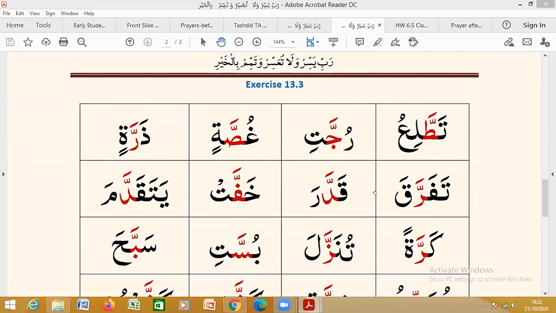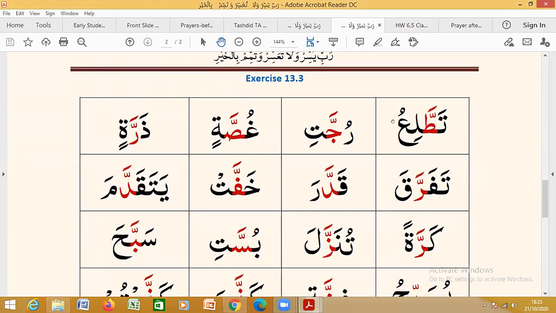Jazakumullah. Assalamu alaikum. Assalamu alaikum. Salam. How are you today? Fine. Alhamdulillah, that's good to hear. Do you understand the rule of tashdid? I think so.